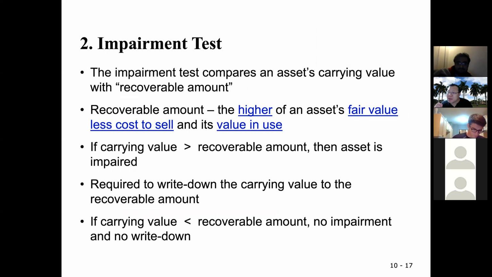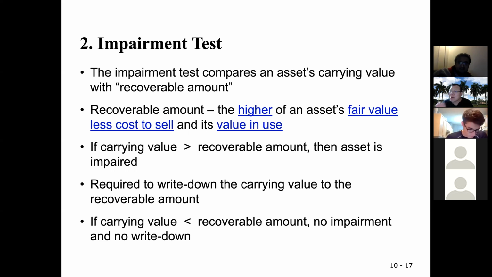So when you do an impairment test, essentially you are comparing 2 values, okay? The carrying value, you can also call it a net book value, with recoverable value, recoverable amount. So then we need a definition for recoverable amount. What is the definition for the recoverable amount?